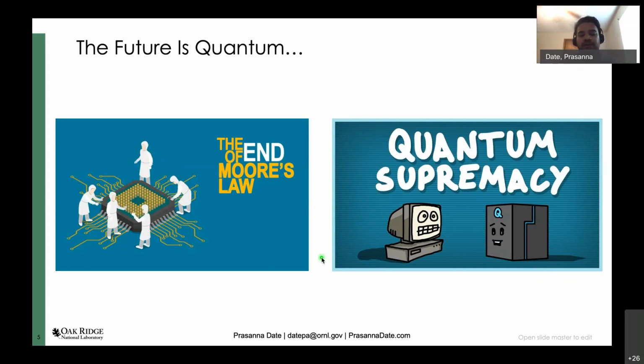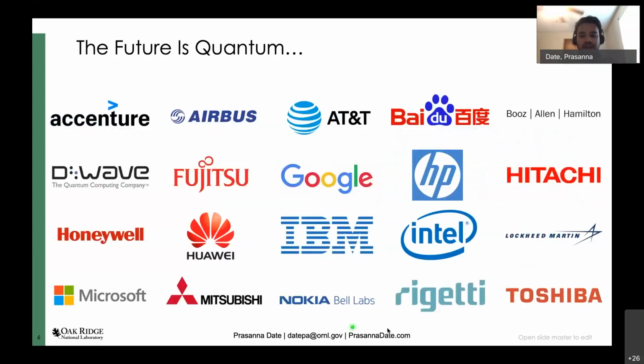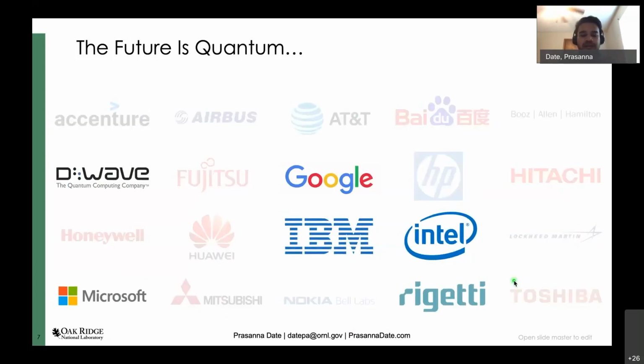So if we can do that problem, then we can maybe do other, more challenging problems as well. Well, those are my thoughts on why quantum computers are important, which is the end of Moore's law and quantum supremacy. If you still don't believe me, then you have to look at all these different companies who are invested in quantum computing research in some way, shape, or form. Now, some of these companies actually build quantum computers. So D-Wave, Google, IBM, Intel, Microsoft, and Rigetti all build their own quantum computers.